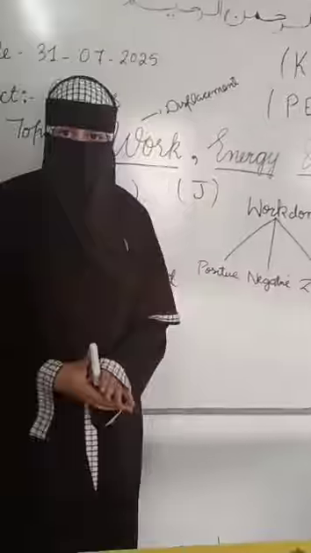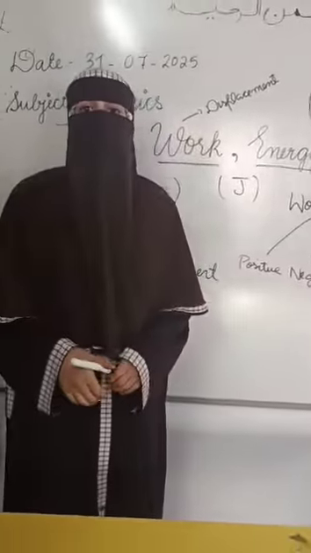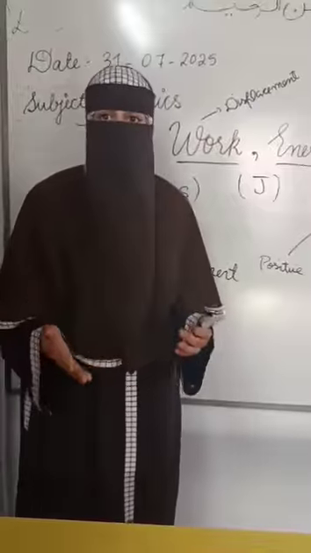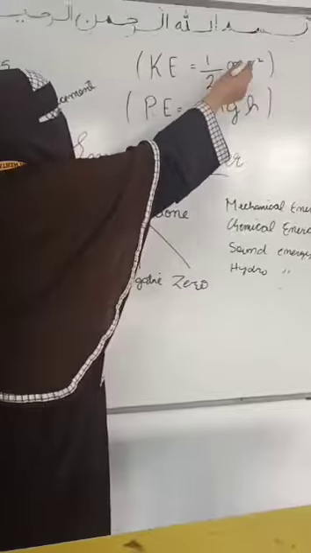Kinetic energy is the energy possessed by a body by virtue of its motion. For example, a rolling ball, climbing a tree, etc. And kinetic energy is written as 1/2 mv square.